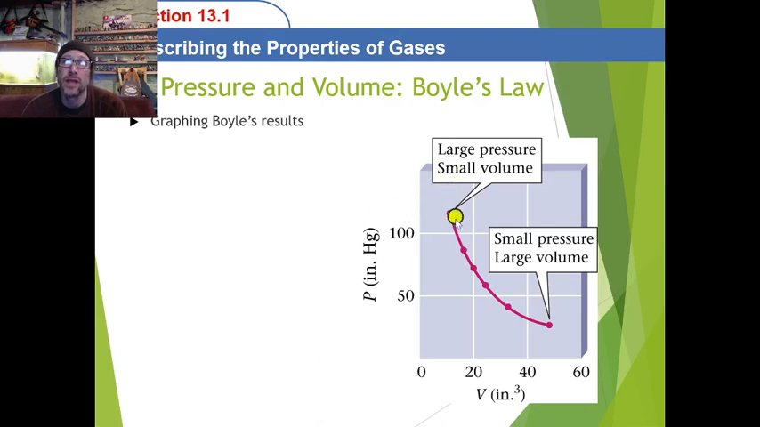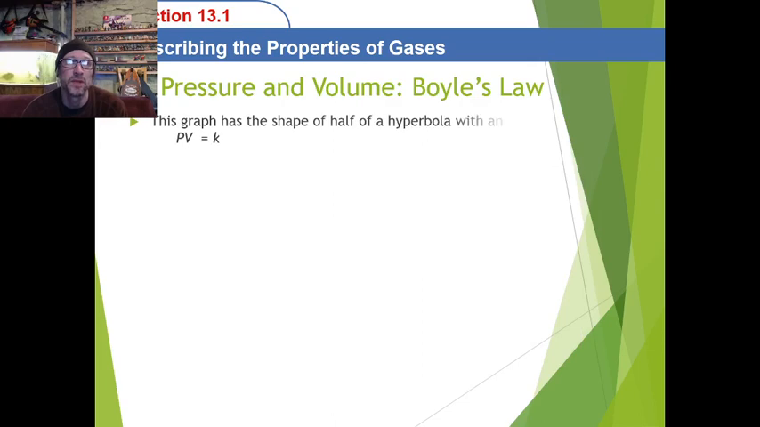And so we have this relationship as pressure increases. Small pressure, large volume; large pressure, small volume. So as pressure increases, the volume gets smaller and smaller and smaller. Pretty straightforward. It gives us a graph.